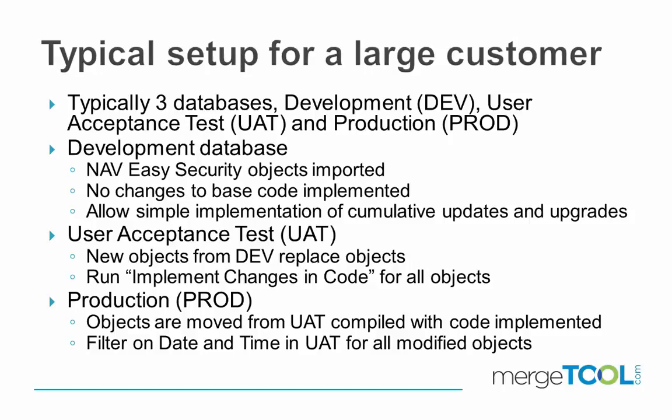As you get ready to move this to production and you have tested everything, you move the objects directly from UAT, compiled with all the code implemented. In that way, you don't have uncompiled objects or any of the things associated with that in a production system. All the objects we change will have the exact same date and time, so that's an easy way of figuring out what objects to take from UAT and put into your production database. But let's take a look at this inside NAV and run through a couple of scenarios.